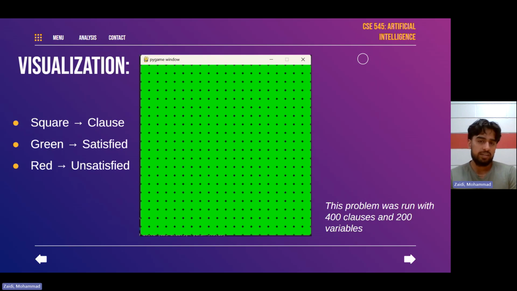And so we see in the beginning of this loop that there's much more red squares, meaning when the population is totally randomized, in the very beginning, we have plenty of dissatisfied clauses. But we see over time, the number of red squares diminishes and diminishes until we ultimately have a screen which is all green. This means that this indeed was satisfiable, and we have found that satisfying solution.